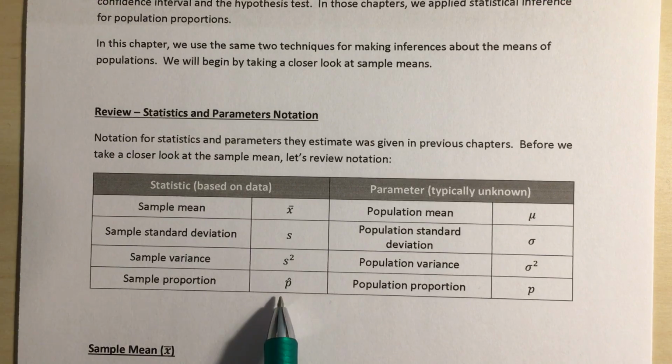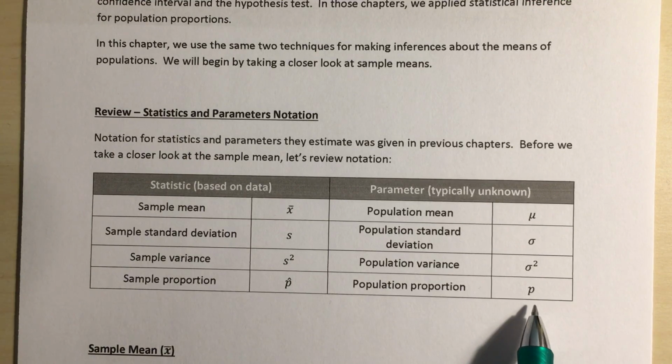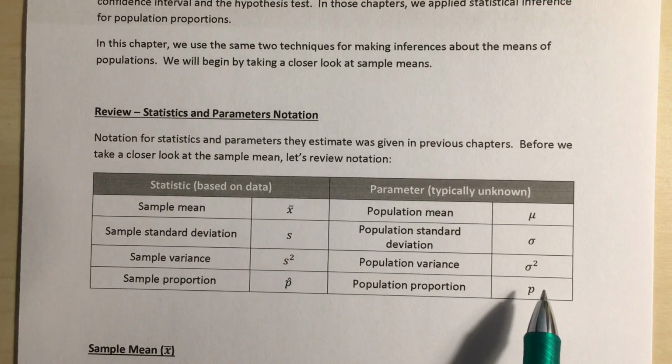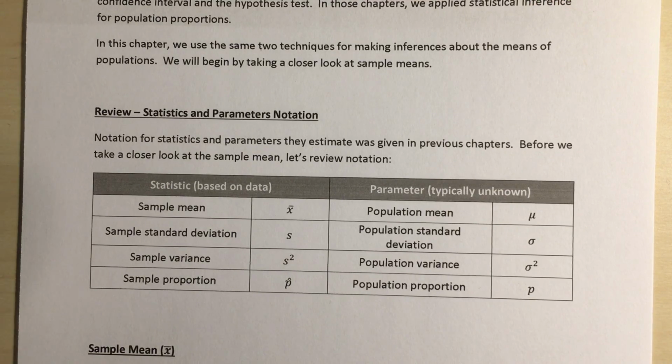A sample proportion is p hat. Our population proportion is p. The S squared and the sigma squared we don't see too often. Again, we briefly touched on these previously, but we're not going to focus on them too much. Our sample proportions and population proportions have been our focus of the last two chapters.